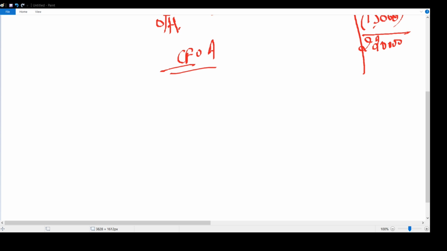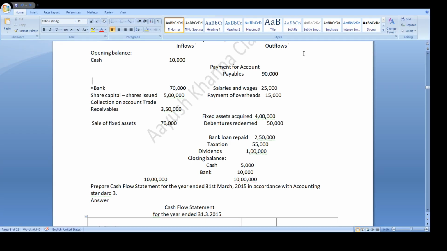Next thing, we'll be making investing activities. As you can see on your screens, investing activities involve sale of fixed assets 70,000 and fixed assets acquired 4 lakh. What does that mean?